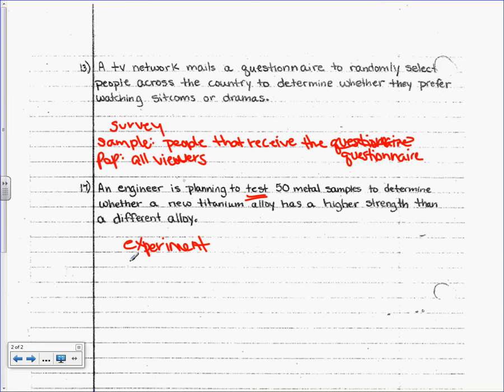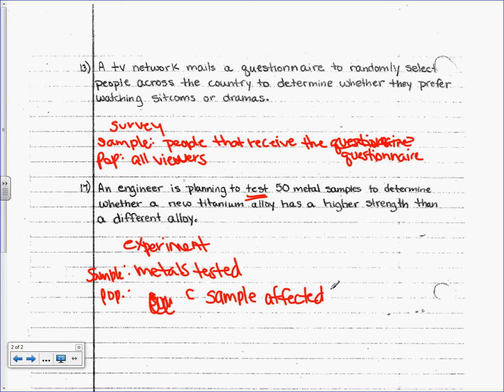The sample I said was the metals tested. Whatever metals they test is the sample. And then the population, I said the sample affected by the study, and I'll explain that in a second too. Let's slow down. Sample. Affected by the study. Is that kind of okay?